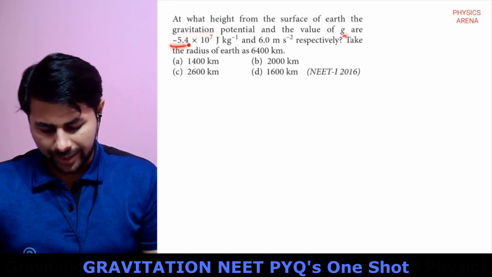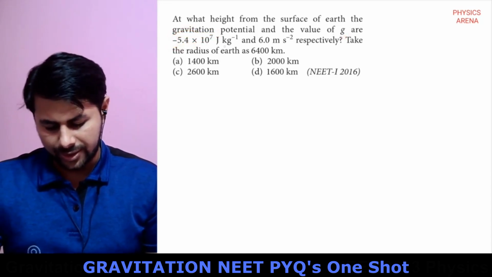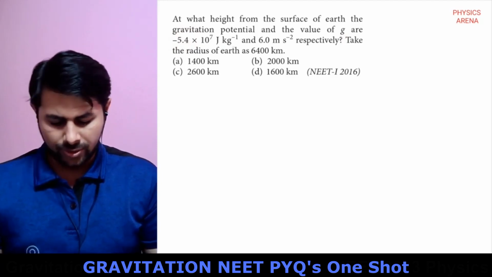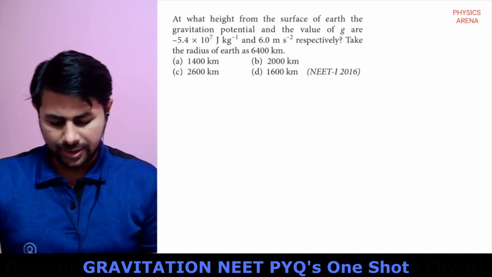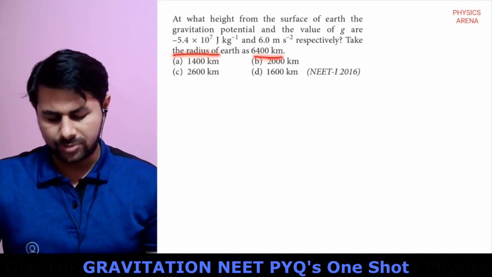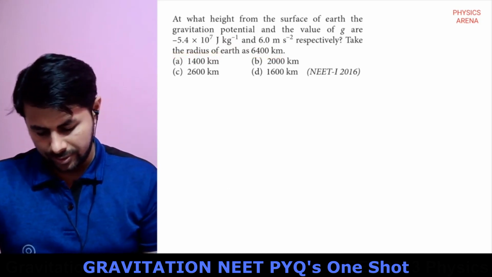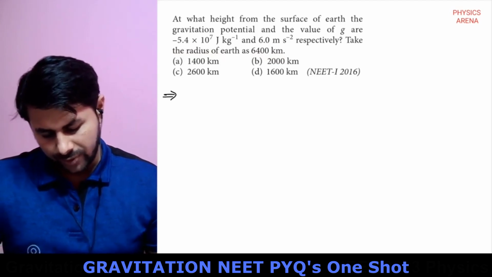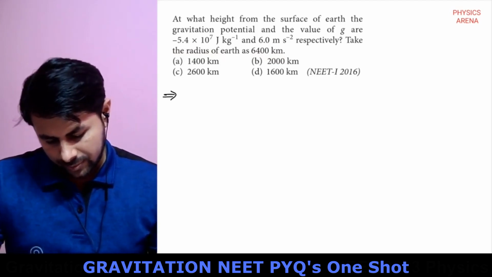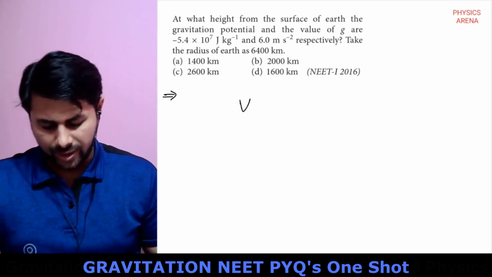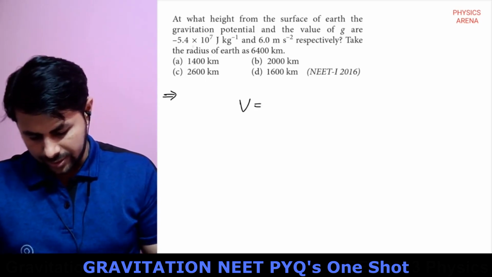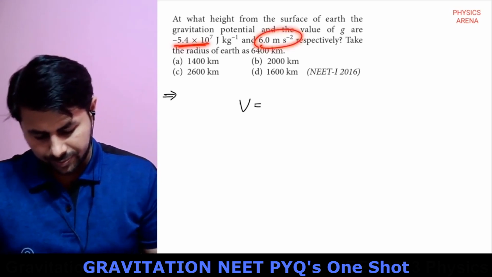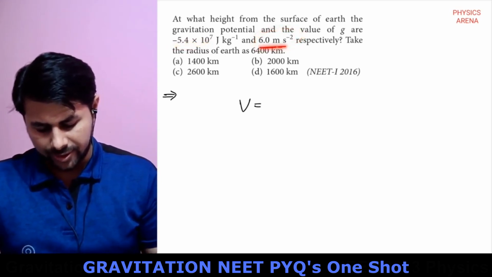Next question. At what height from the surface of Earth are the gravitational potential and the value of g minus 5.4 into 10 raised to 7 joules per kg and 6 meters per second squared respectively? Take the radius of Earth equals 6,400 kilometers. So they are asking at what height the gravitational potential, which is V, is equal to this thing, and g is this much.